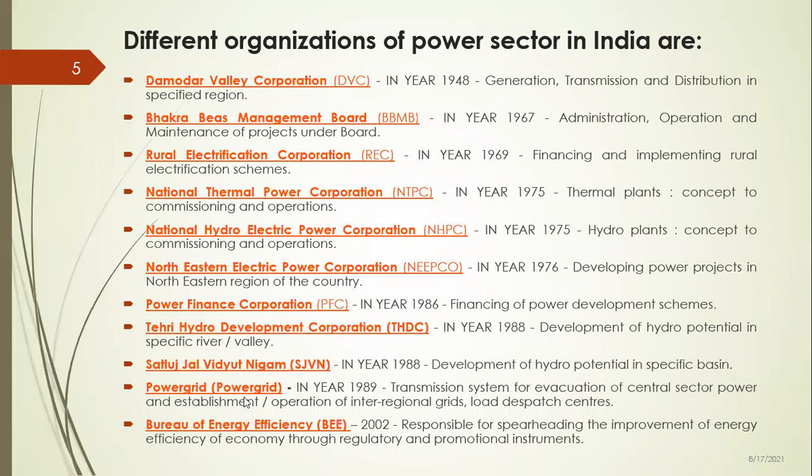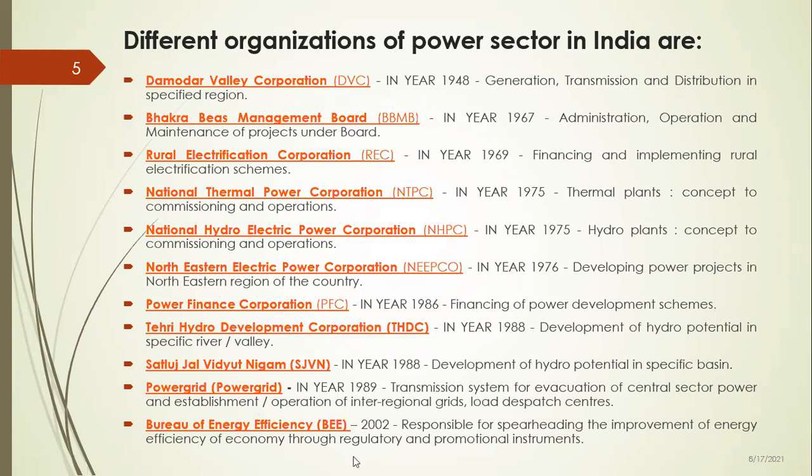And next is the Power Grid, that is, as you all know, the Power Grid Corporation of India Limited. Its stations are all over India. It generally comes under the central government, and it was established in 1989. It deals with the transmission system for evacuation of central sector power and the establishment and operation of inter-regional grids and load dispatch centers. It deals with how much electricity is fed to any particular area in the whole country.